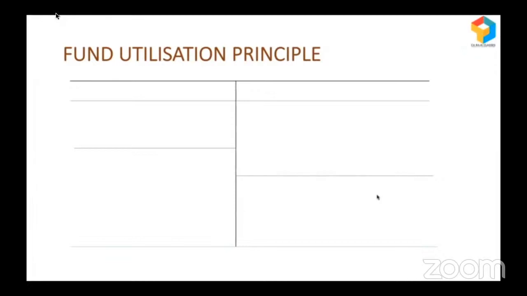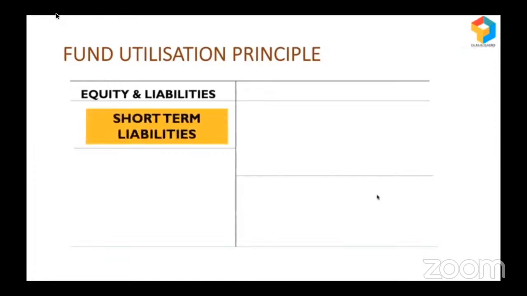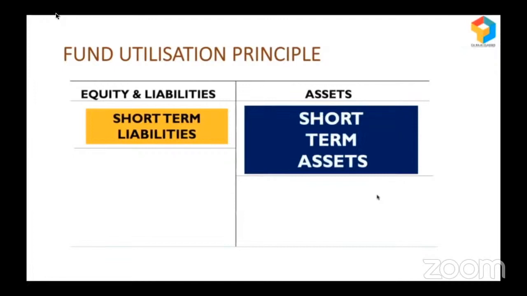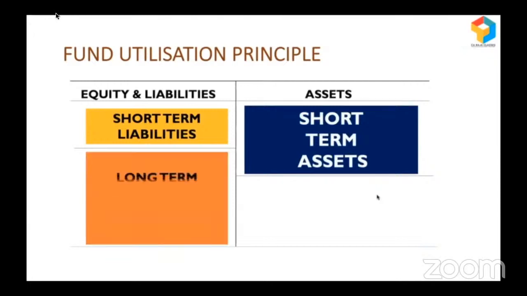Now listen. I said money for business can be raised from the owners, we call it equity. It can be raised from outsiders, we call it liabilities. This liability can be short-term liability, and these short-term liabilities can be used for creating assets. They are called short-term assets. But if short-term assets are greater than short-term liabilities, it means some portion of short-term assets are funded by long-term funds. I call them long-term liabilities and equity.